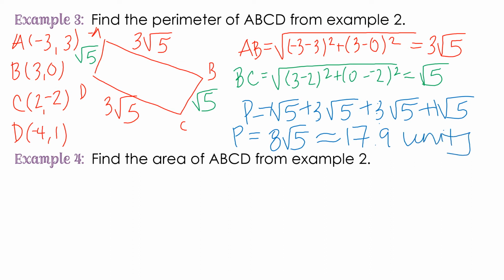And in case you're not sure where the 8 came from, I took the coefficients. There's a 1 in front of that, there's a 3 in front of that, a 3 in front of this, and a 1 in front of that square root of 5. So 1 plus 3 plus 3 plus 1 is 8.